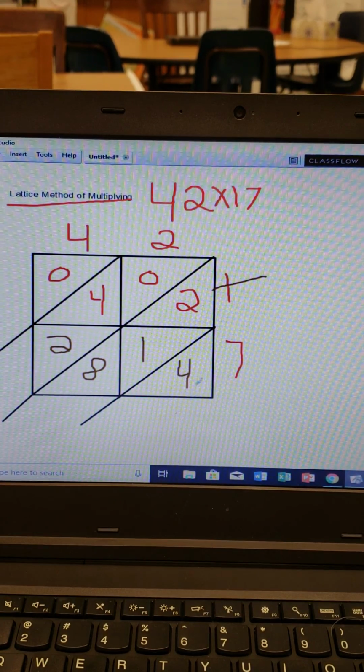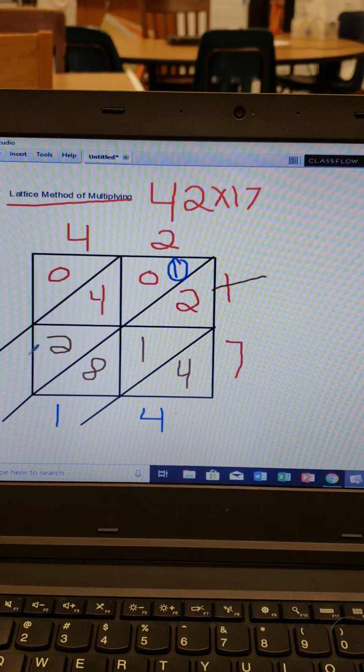So what do I have right here? In my box, I only have a 4. So I'm just going to write 4. I don't have to add it to anything. This diagonal column right here has an 8, a 2, and a 1. Well, I know I can take 8 and 2 really quick and make 10, plus 1 would be 11. But I can only have a single digit down here, so I'm going to put my 1 there and my tens place up here, and I'm going to circle it so I don't forget.